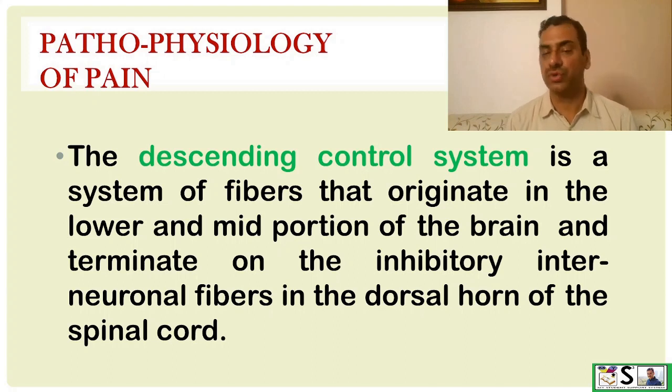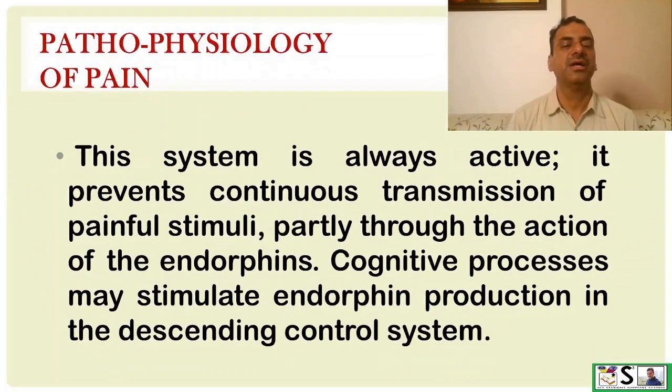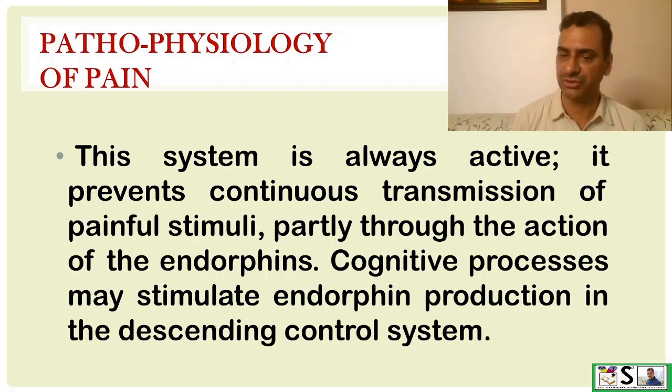The descending control system is a system of fibers that originate in the lower and mid portion of the brain and terminate on the inhibitory interneural fibers in the dorsal horn of the spinal cord. This system is always active. It prevents continuous transmission of painful stimuli partially through the action of endorphins. Cognitive process may stimulate endorphin production in the descending control system.